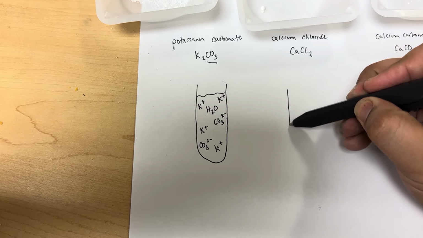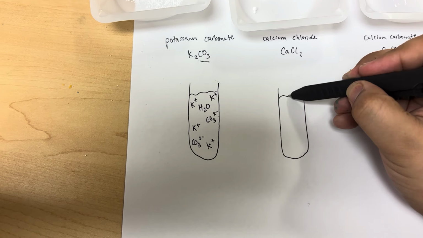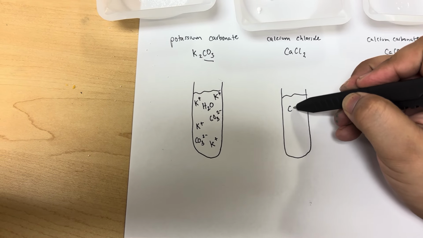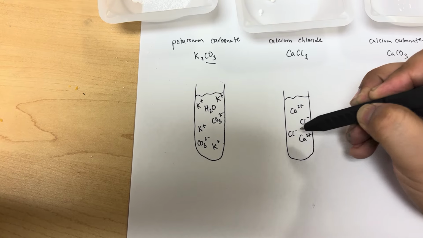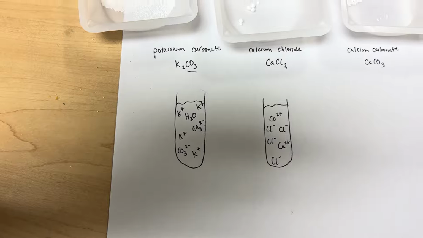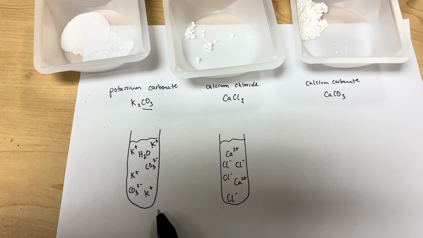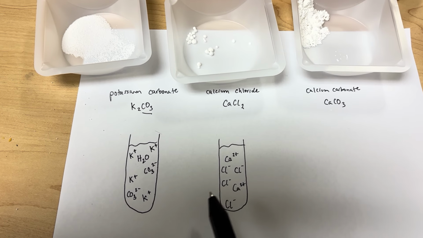And in this test tube, I have my calcium and my chloride. This time I have 2 pluses, and I'm going to have twice as many chlorides. So I'll do 1, 2, 3, 4 for my chloride ions. And in these two, notice how I drew the ions separated apart from each other.